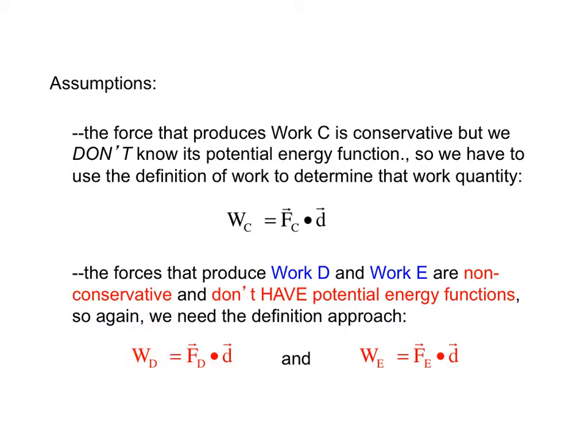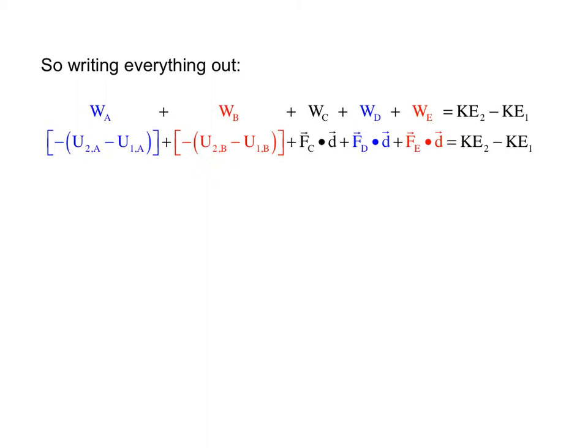in both cases. So if we write out the work energy theorem, the work that A does is equal to minus the change in its potential energy function. B is minus the change in its potential energy function. C is a dot product, D is a dot product, E is a dot product, and that's going to end up equaling the change in the kinetic energy.